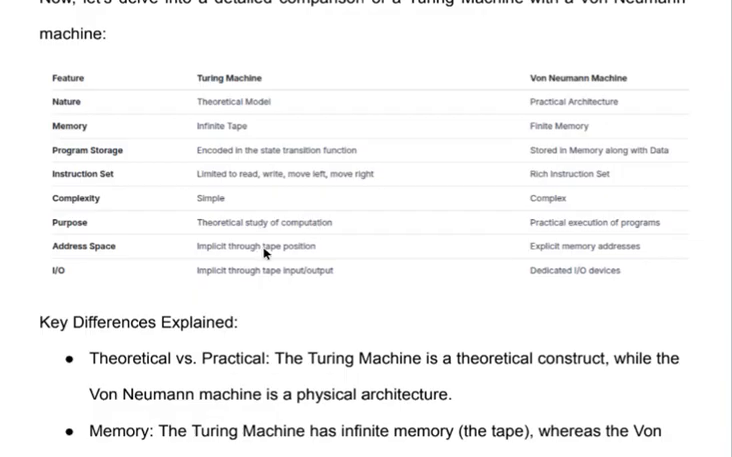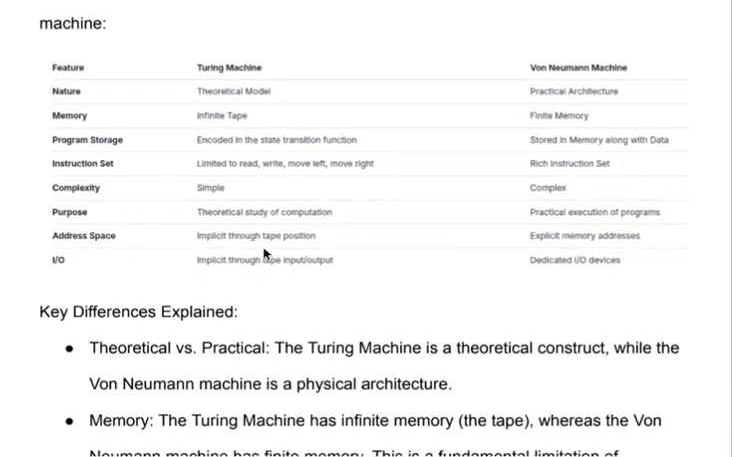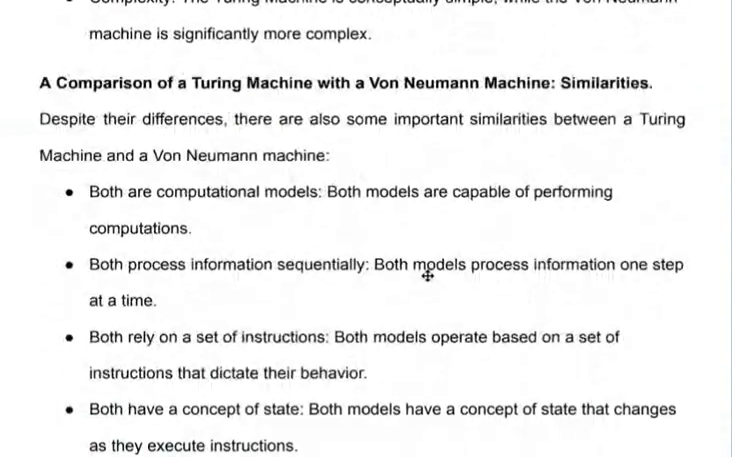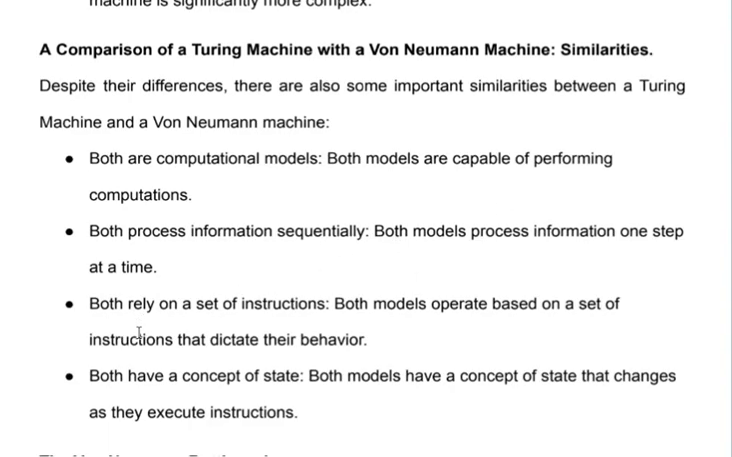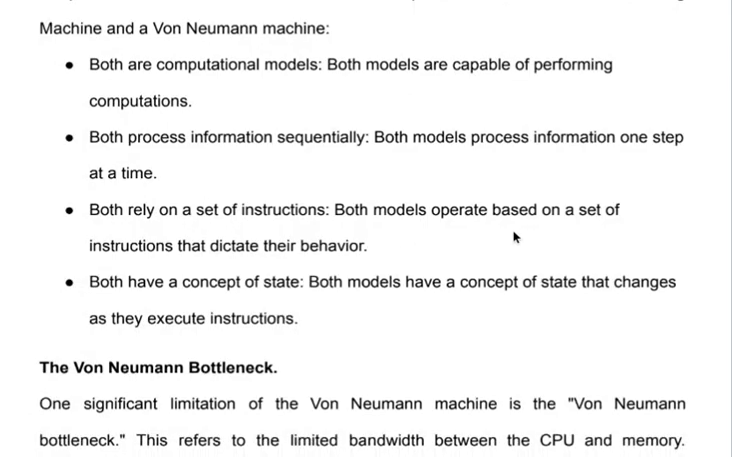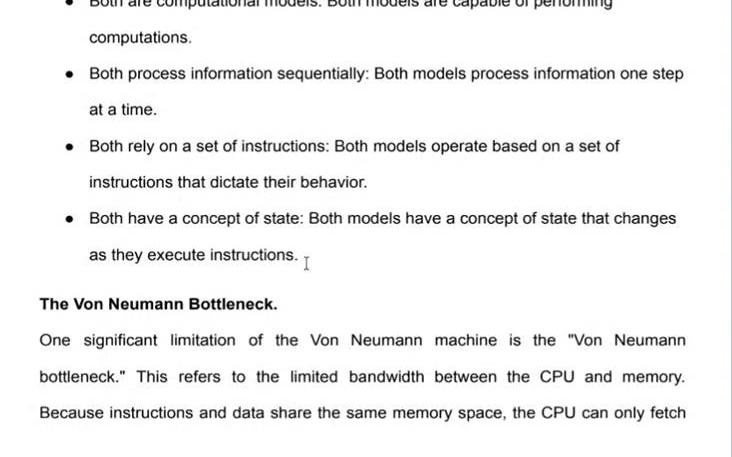Similarities. Despite their differences, there are also some important similarities between a Turing machine and a von Neumann machine. Both are computational models. Both models are capable of performing computations. Both process information sequentially. Both models process information one step at a time. Both rely on a set of instructions. Both models operate based on a set of instructions that dictate their behavior. Both have a concept of state. Both models have a concept of state that changes as they execute instructions.